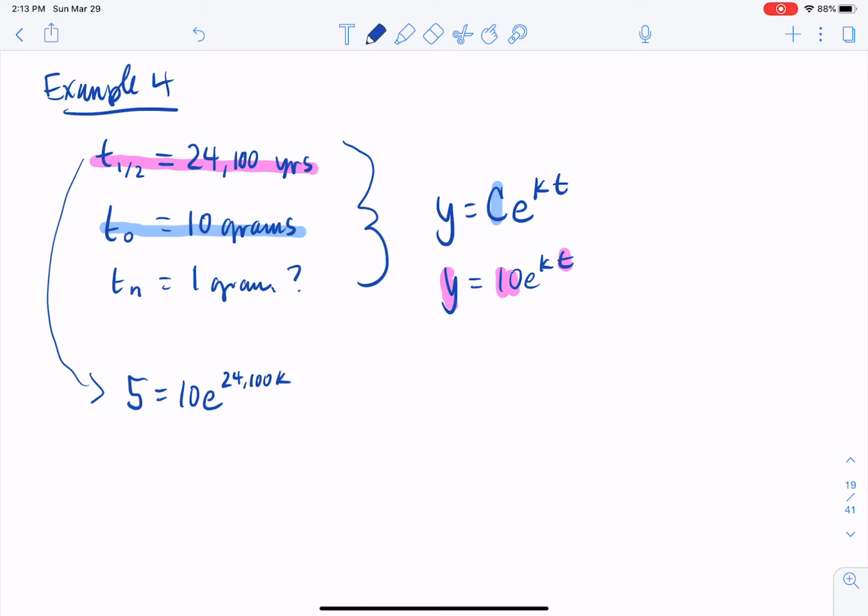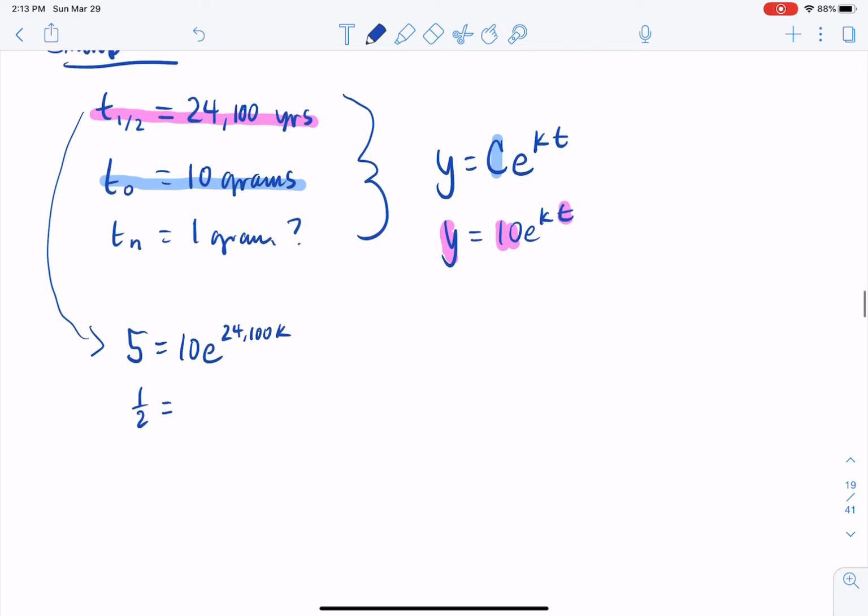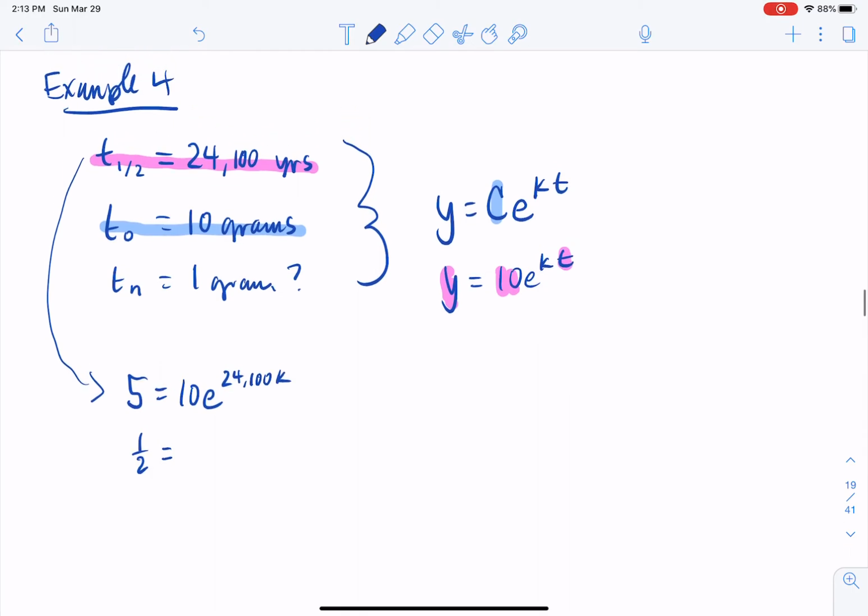Solving that for k, you can see this whole problem is going to turn into just algebra. I'm going to divide the 10 over, and I get 5 divided by 10, which is a half. This always happens with these kinds of equations. It doesn't matter what the initial amount is, because if we're talking about half-life, we're going to end up with half as much as we started with. So I have a half equals e to the 24,100k.